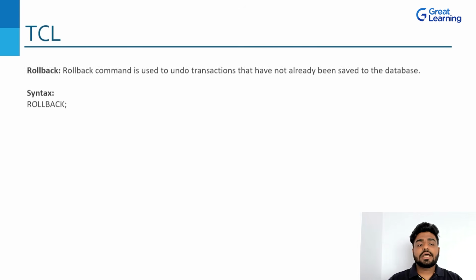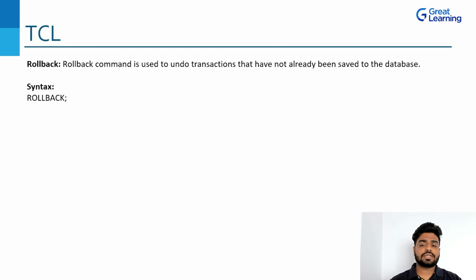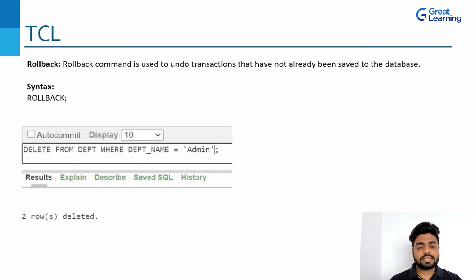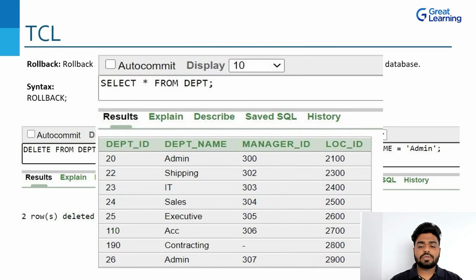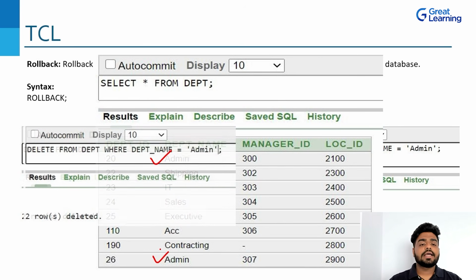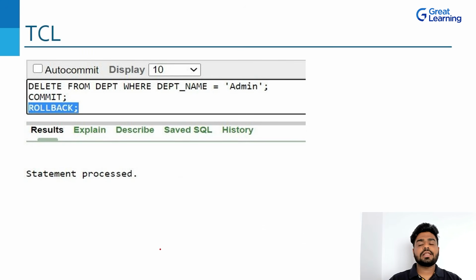Okay? The next, rollback. Rollback command is used to undo transactions that have not already been saved to the database. So we can actually roll back, we can undo. So let's see, delete from department where department name equal to admin. So you want to delete from the department table where department name is equal to admin. So two rows are deleted, right? We are rolling back. That means we are undoing it. Now you can see here that we have the admin details. It's not deleted. So it's rollback, it's undo, correct? That is what is your TCL, which is also nothing but commit and rollback.